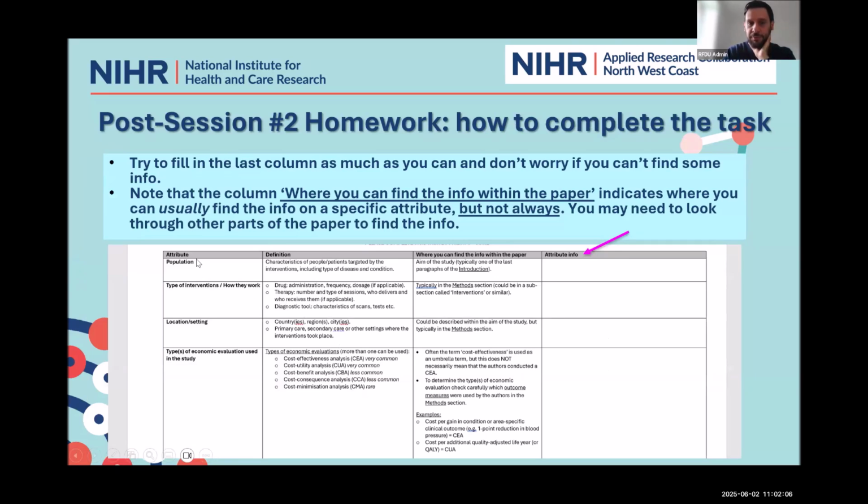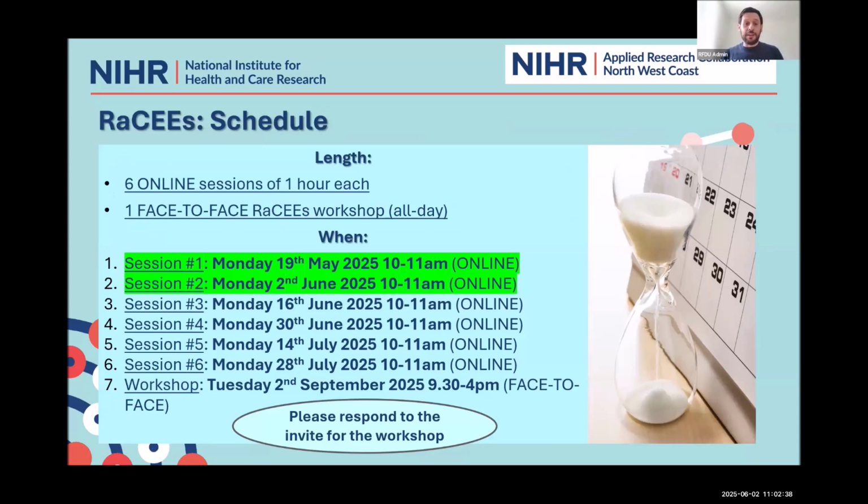So you'll have some information in the first 3 columns around the attribute you're going to work on. For example, population. You're going to have a definition of population and where you can find a particular attribute within the paper. And what we're going to ask you to do is just extract the information from the paper. For example, you will be able to find the information around population and just copy and paste that information here in the last column, okay? And the same for the other types of attributes. Any questions, please let us know. We know from experience that it might be tricky to find some attributes, okay? So let us know if you struggle to find some of them.